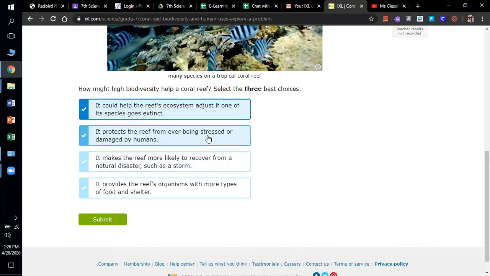Ooh. So the wording on this one, it protects the reef from ever being stressed or damaged. It can still be stressed or damaged, but it makes it more likely to recover. I think this. It provides the reef's organisms more types of food and shelter. So I'm going with these 3.